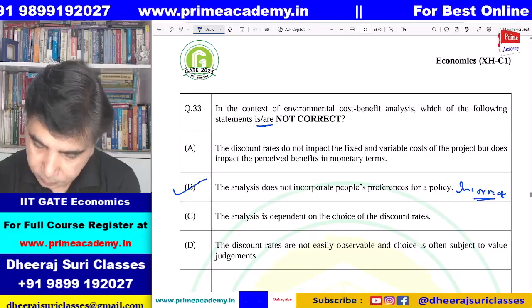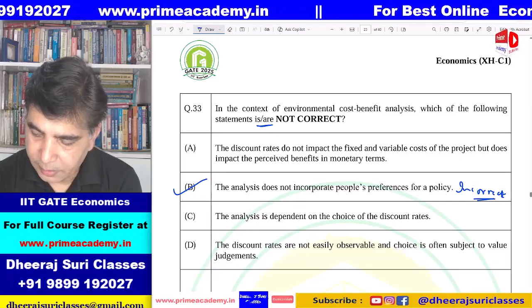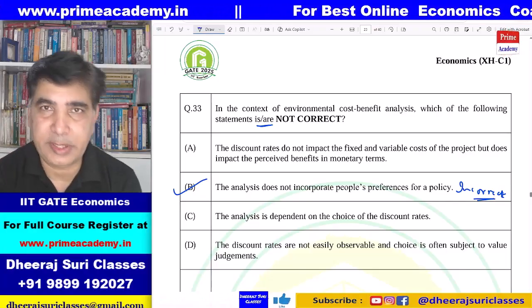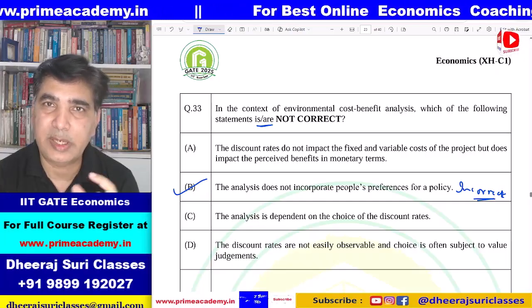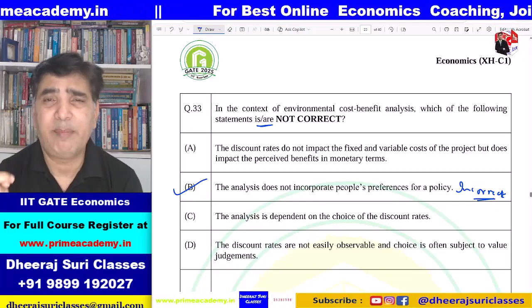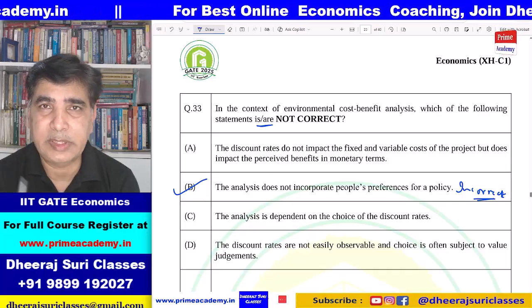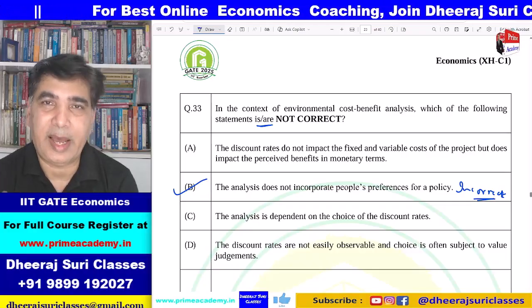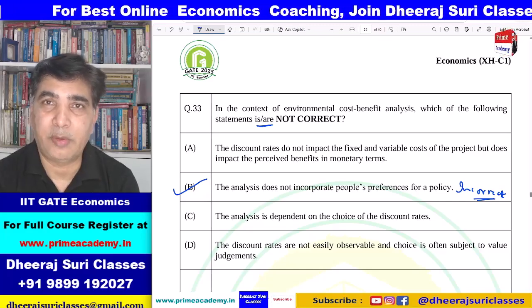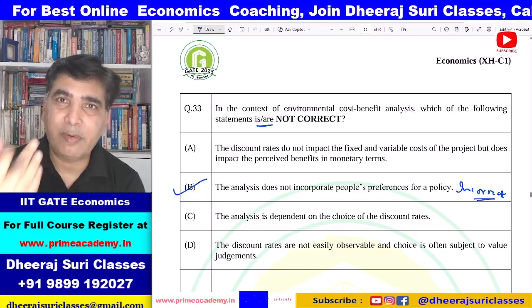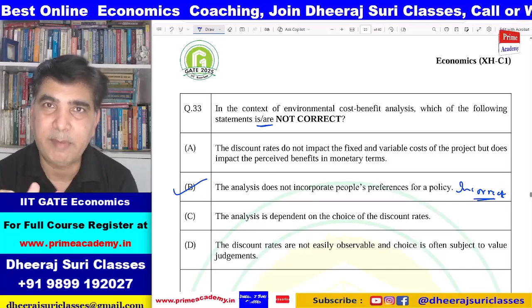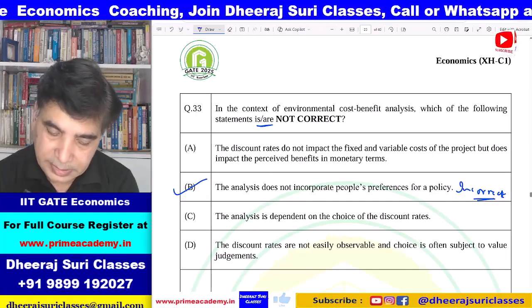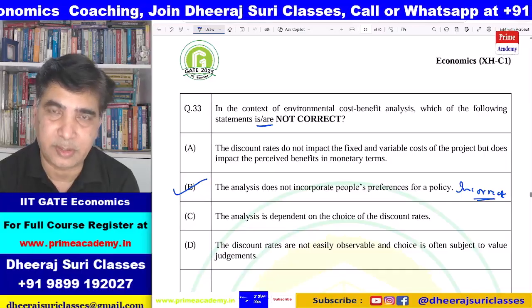Then C: The analysis is dependent on the choice of discount rates. This is correct. As I mentioned, when you are going to take up a project, you have to accept or reject it. You will use the discount rates, and based on that you will decide whether you are getting a positive or a negative net cash flow, and accordingly you will decide. Now these discount rates can be different. Like I can get a loan at the rate of 8%, you can get a loan at the rate of 6%. So your discount rates are different from my discount rates. Everybody will have their own discount rates, and accordingly they will decide whether to accept or reject the project. So C is correct, but we have to find something which is incorrect, so C is not the answer.